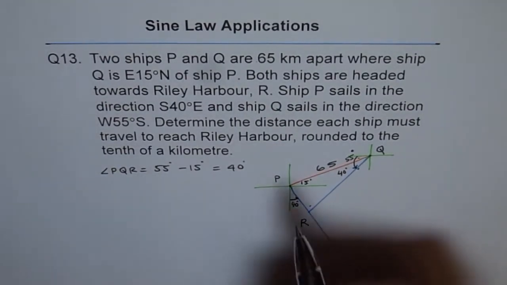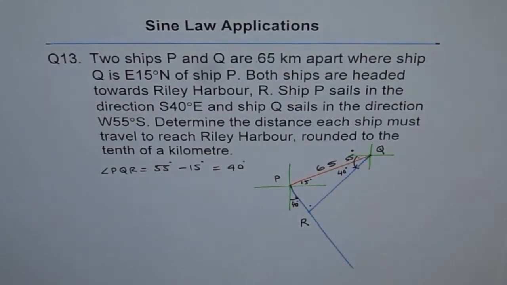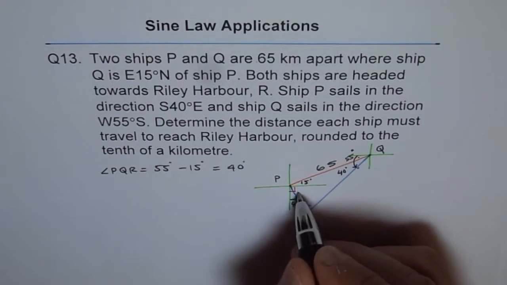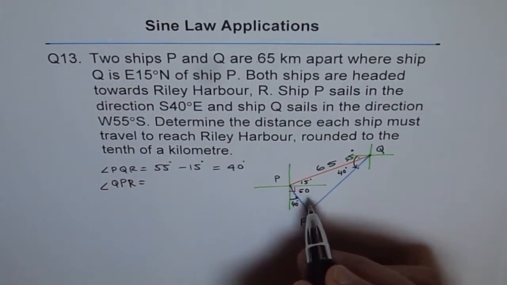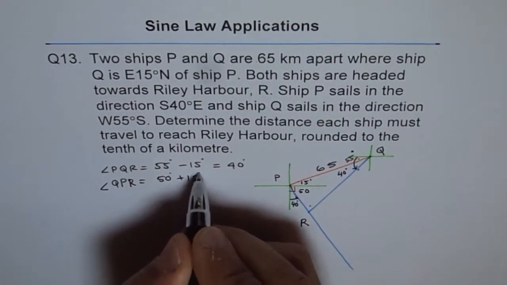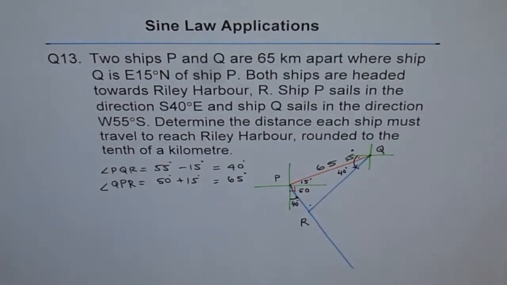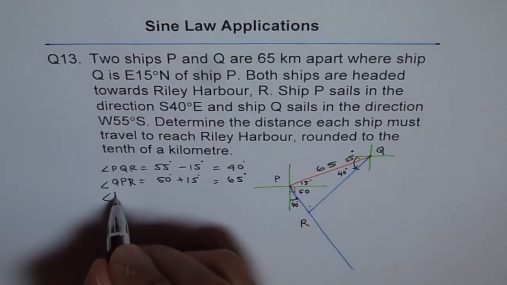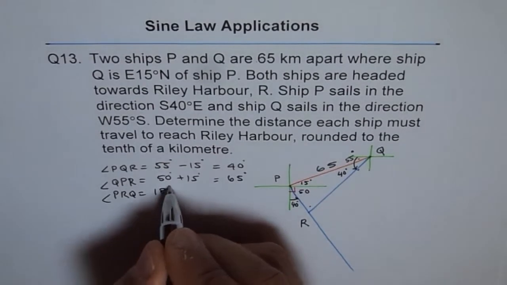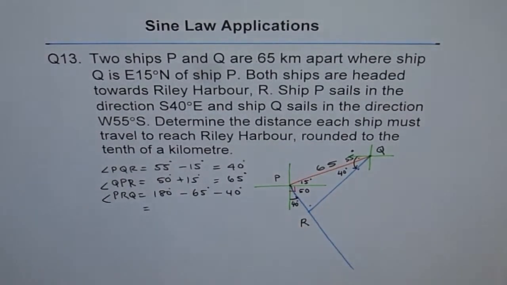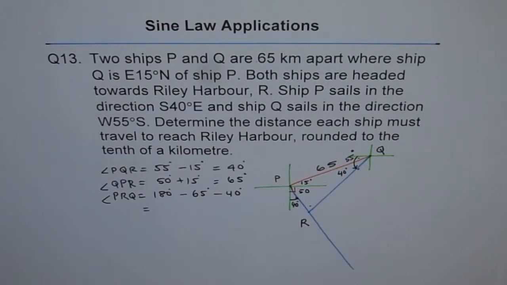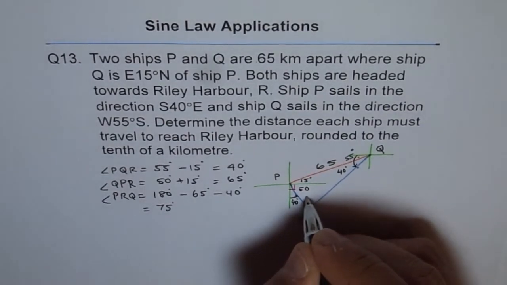Now let's go to point P. Now this is 40, so that is 90 in all. This itself is a right triangle. So from 90 if you take away 40 you get 50. So this angle is 50 for us. So angle QPR is equal to 50 degrees plus 15 degrees, which gives us 65 degrees. And therefore angle PRQ is equal to 180, the sum of all three, minus 65 degrees and minus 40 degrees. That is 180 minus 65 minus 40, and 75 degrees is what we get. So this angle is 75 degrees.